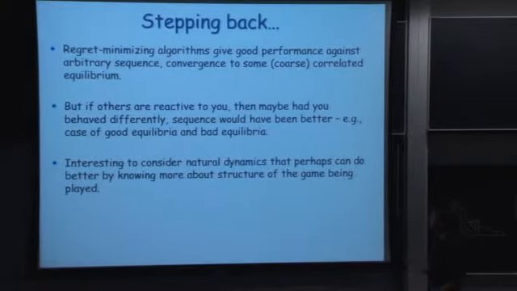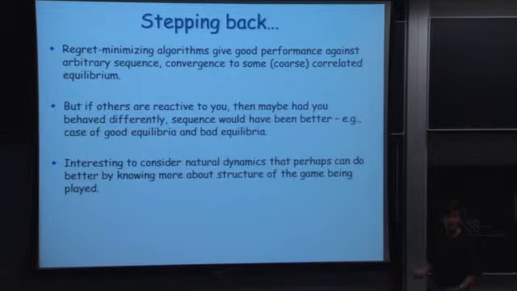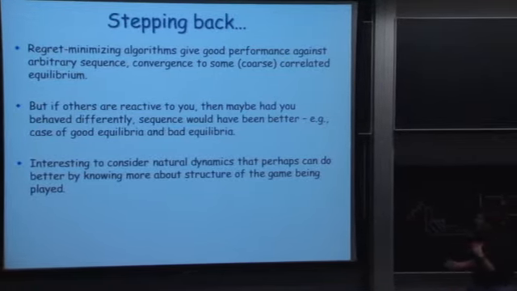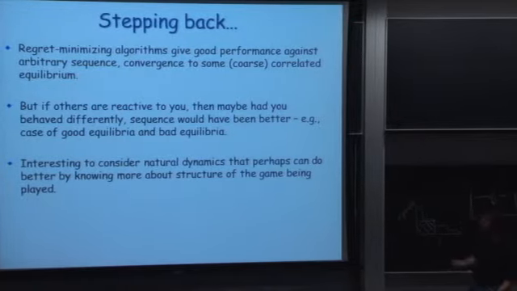It's interesting to consider natural dynamics that maybe can do better by knowing more about the structure of the game being played. These regret minimizing algorithms are great. In one sense, they are very general. You can run them knowing nothing about the game you're playing. You just try something, you just get feedback. You don't know what everyone else's motivations are. But if you did know more, maybe you could do better.